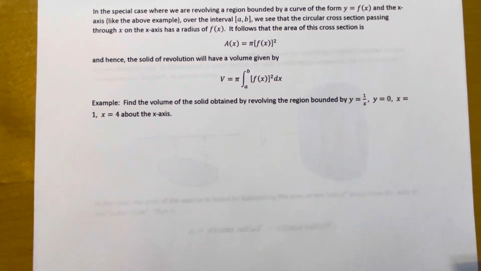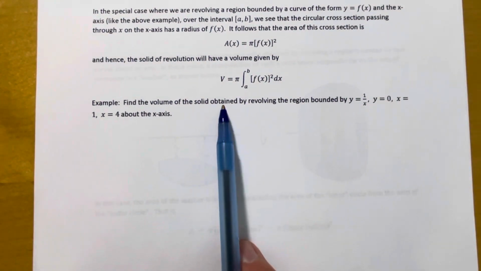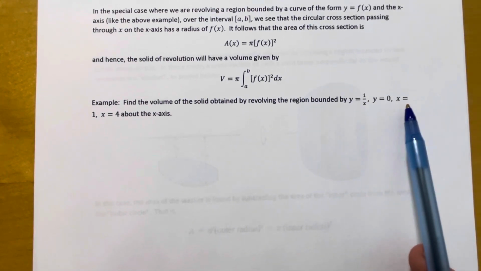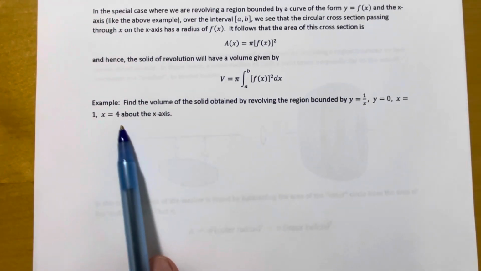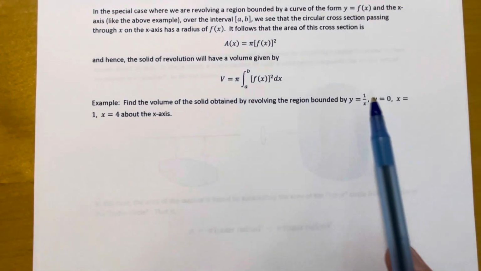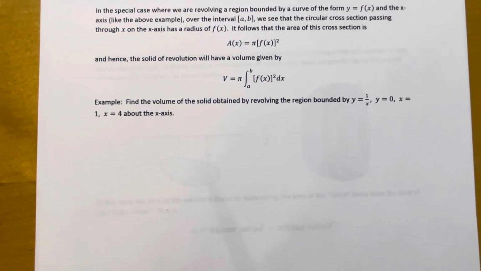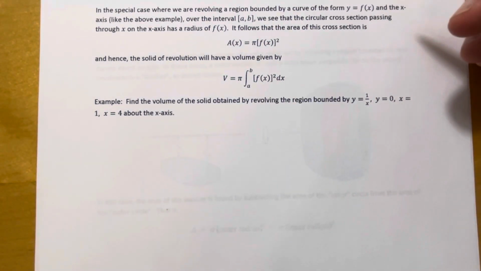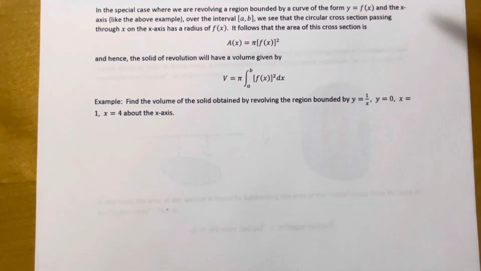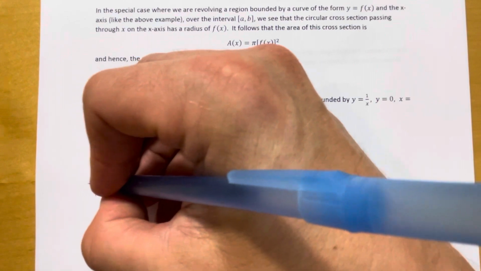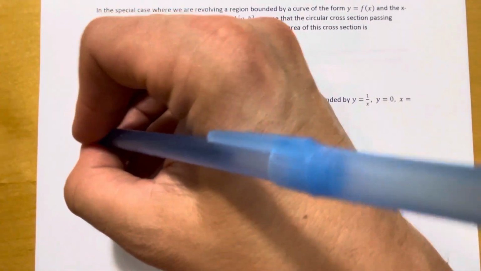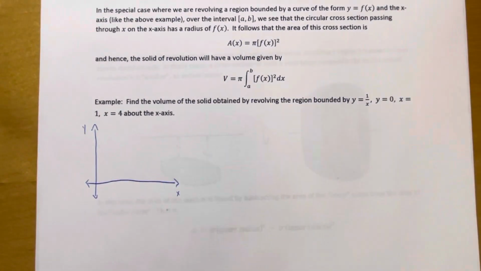So let's try this with an example. Find the volume of the solid obtained by revolving the region bounded by y equals 1 over x, y equals 0, x equals 1, x equals 4 about the x-axis. Now that might seem like a lot to deal with, but it's not too difficult to sketch this. And you generally do want to sketch the region that's being revolved every time you do one of these problems. So I can tell you right away, I'm only going to need the first quadrant of my coordinate plane.